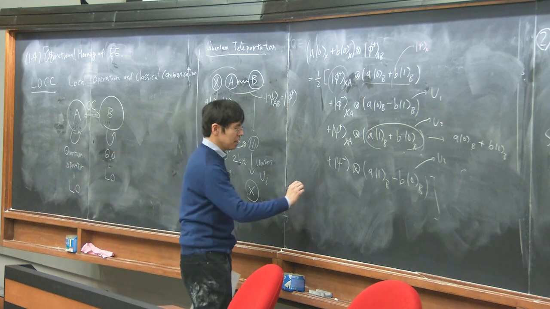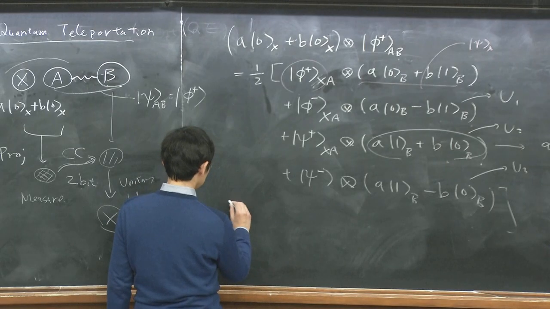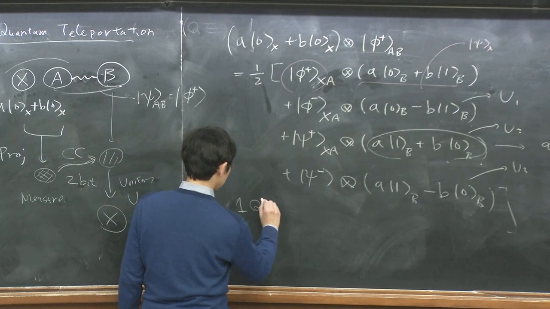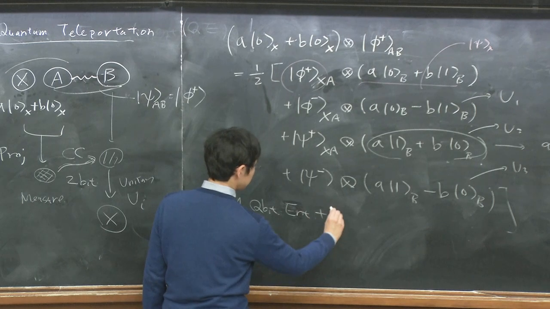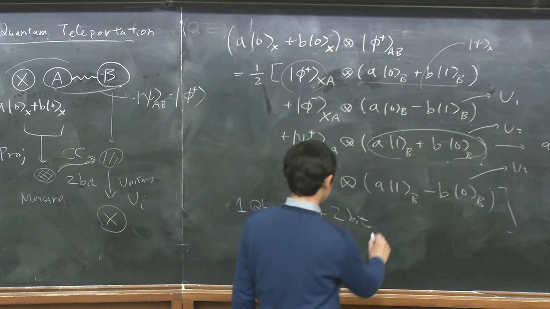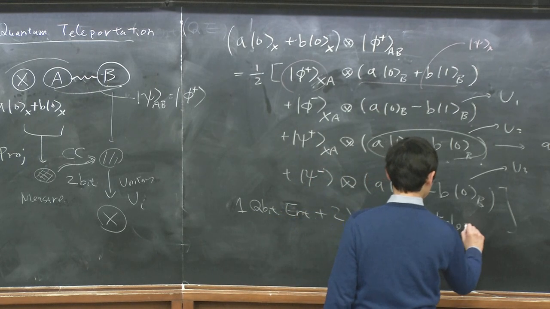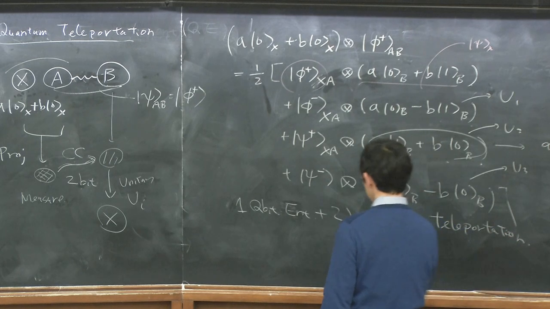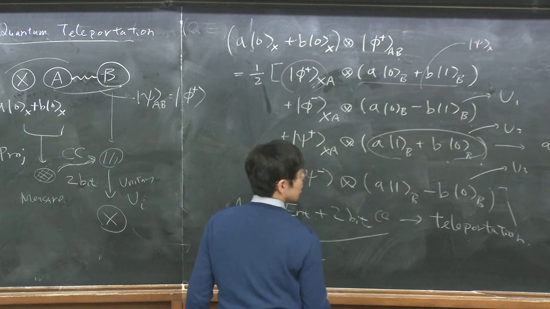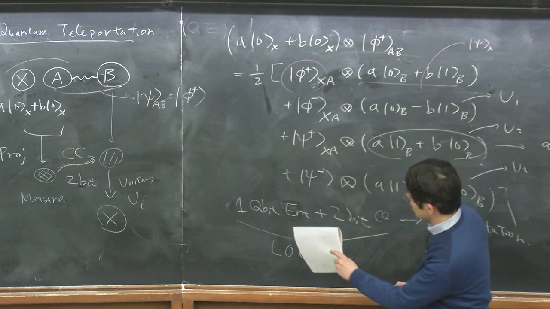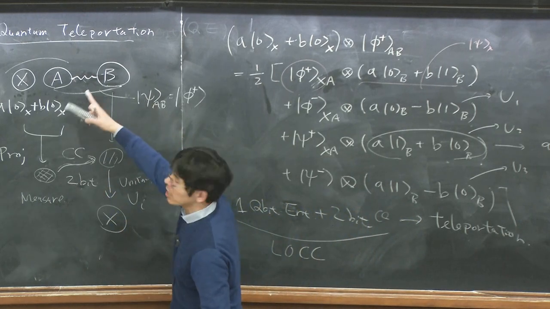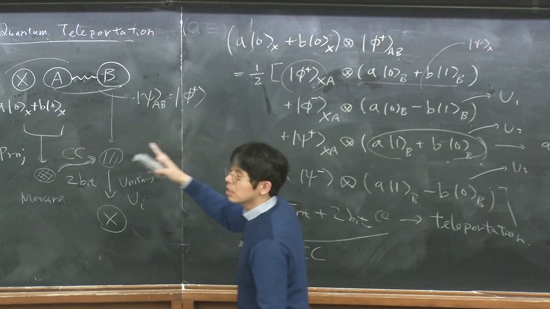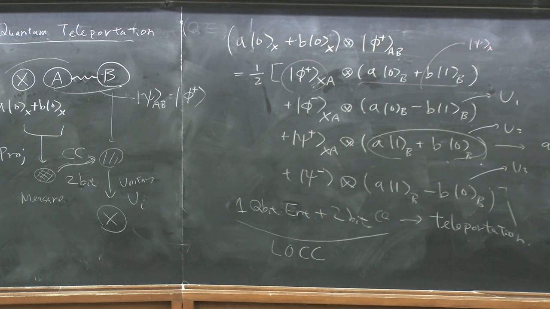So what we learn is that one qubit of entanglement plus two classical bits of information, classical communication, gives teleportation. And these are obviously inside LOCC. This means that quantum entanglement is some kind of resource, some power. If we have a lot of quantum entanglement, maybe n copies of this, we can send n qubits of information. So this amount of quantum entanglement is very useful for this kind of operational purpose.